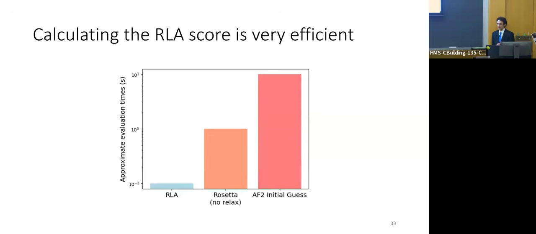The scoring process is not as complicated. You don't have to do any recyclings, although I'm not actually sure how many recyclings AlphaFold 2 initial guess does. But regardless, you don't need some complex confidence metrics. All you need is the embeddings and then the cosine similarity. So it's a lot faster.